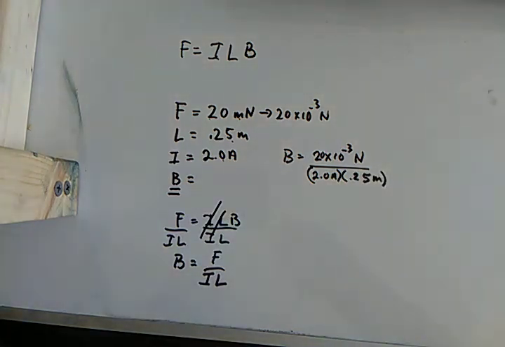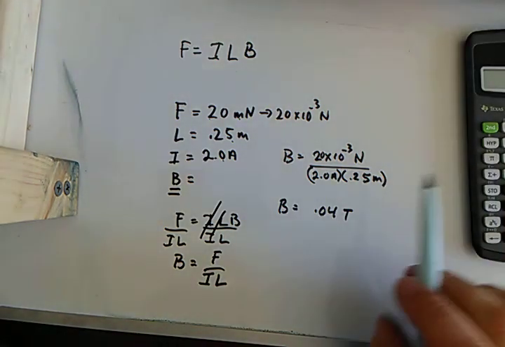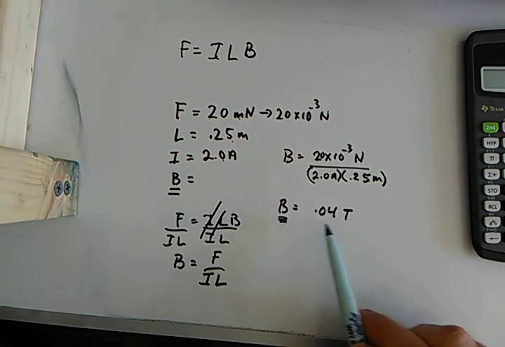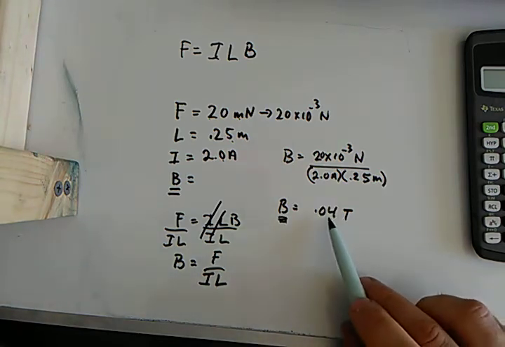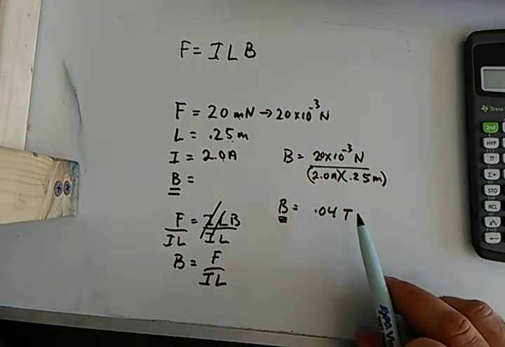After doing all the work in the calculator, we get the magnetic field of 0.04 Tesla. And that's the magnetic field.